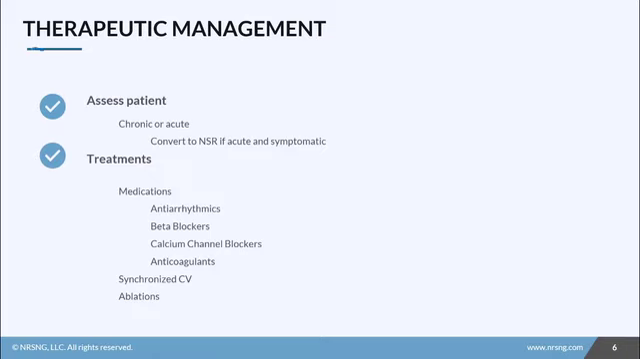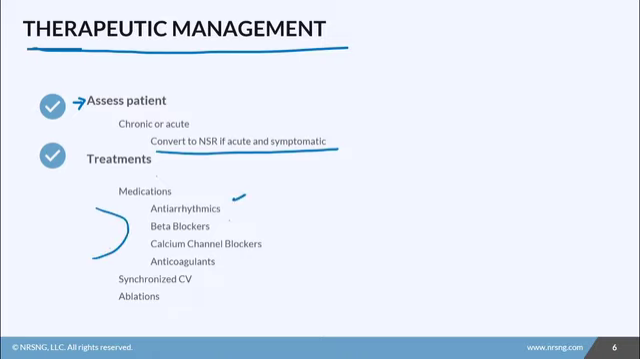So therapeutic management for atrial flutter is to assess the patient, find out if it's chronic or acute. If it's acute and they are symptomatic, we got to try to convert them to sinus rhythm as soon as possible. Now, if it is chronic or acute, for the most part, they take the same medications, which would be antiarrhythmics, beta blockers, calcium channel blockers, and anticoagulants. If they are acute and they are symptomatic, usually we can start them on an amiodarone drip or a cardizem drip to try to control their rate.